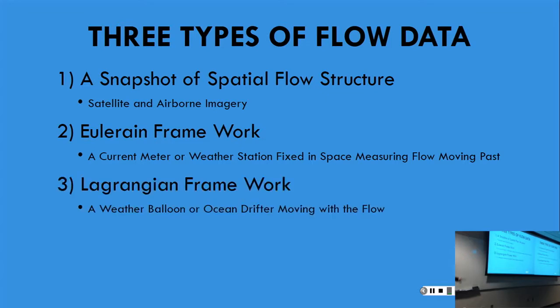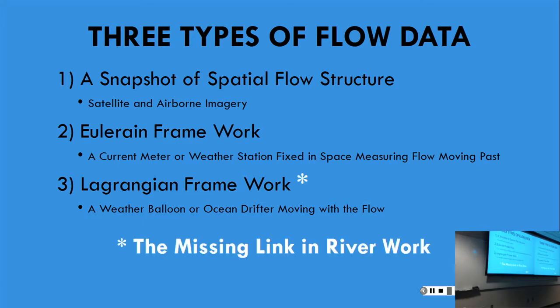The other type is this Lagrangian framework, and this is a go-with-the-flow type of measurement. Extensively used in atmospheric science, used in oceanography, but it's not used at all in rivers, very rarely. So we're just getting out of this idea of fixed measurements and satellite imagery. And hence, that's the missing link in the river work that I do. And I'm trying to fill this hole, if you will.